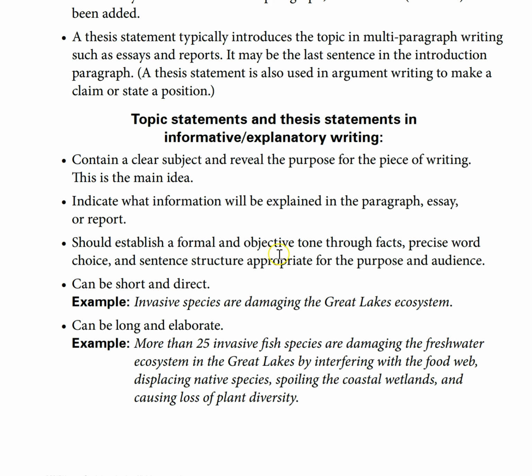They should establish a formal and objective tone through facts, precise word choice, and sentence structure appropriate for the purpose and audience. So what this means is we're writing to inform. So it's a writing style similar to that of your science book or your social studies book. It's not in a form similar to Diary of a Wimpy Kid. Okay, you want complete sentences. You're not trying to be funny or anything like that. You're just giving the information.